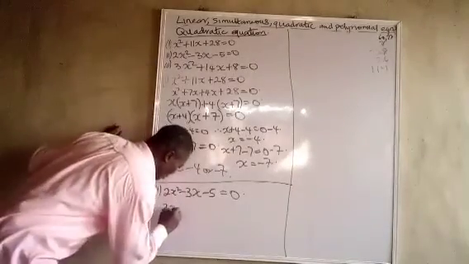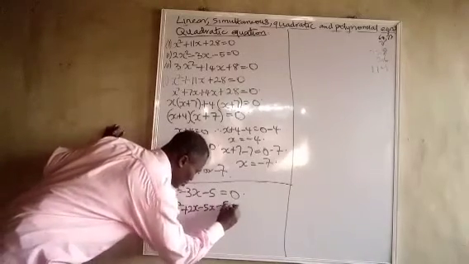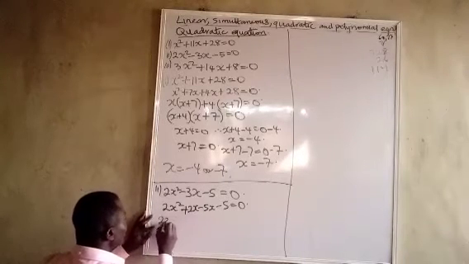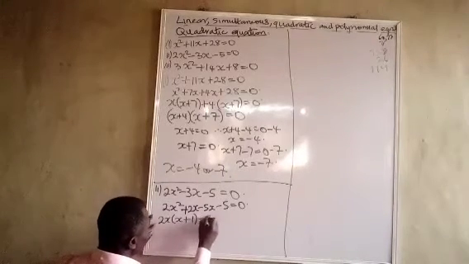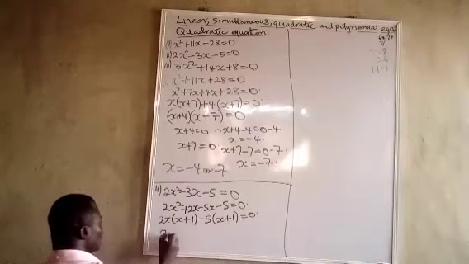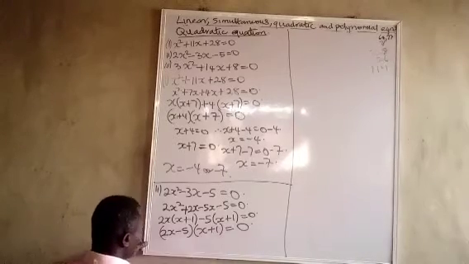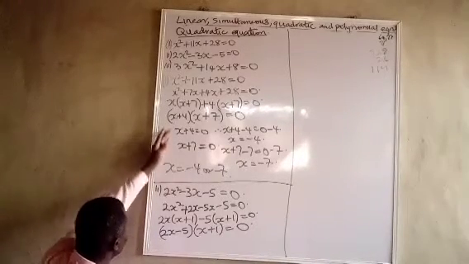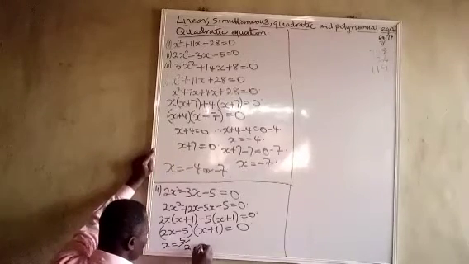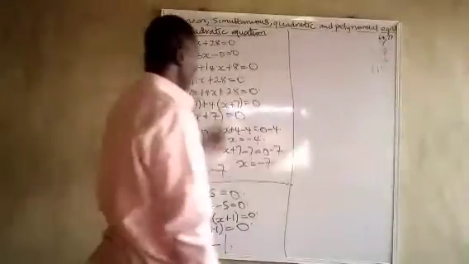So we can now say 2x squared plus 2x minus 5x minus 5 equals 0. You can see this one makes up this. At the end of the day, I have 2x into x plus 1 minus 5 into x plus 1 equals 0. So I can now say 2x minus 5 into x plus 1 equals 0. If I put these equations through this procedure, I'm going to have x equals 5 over 2 or minus 1. It's straightforward. Now let's try the third one.